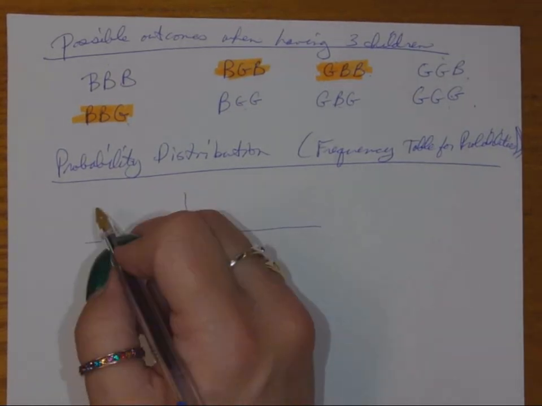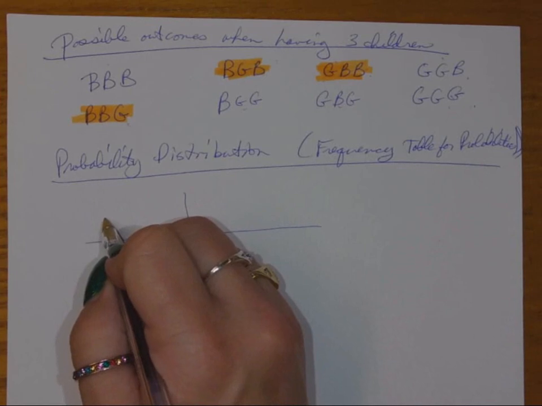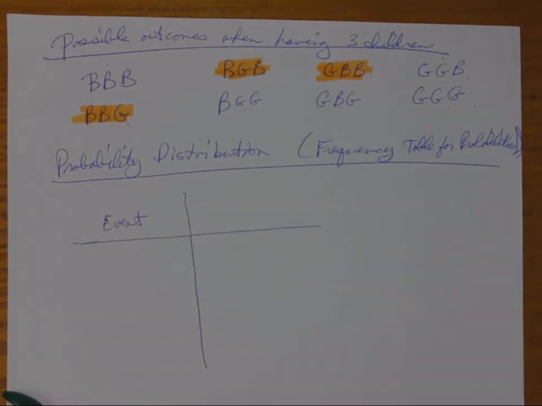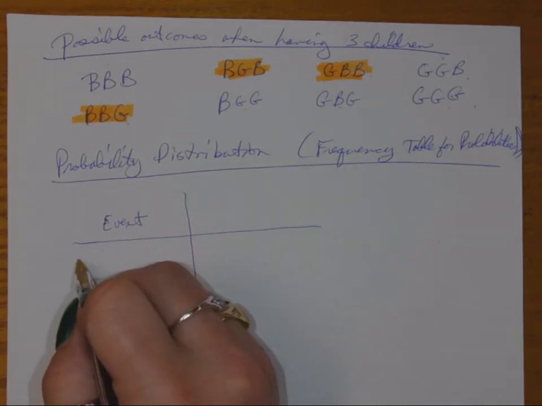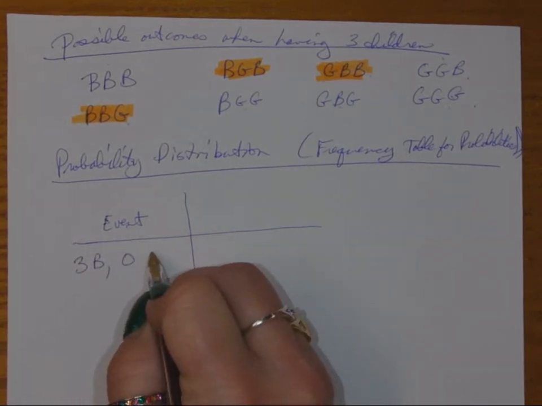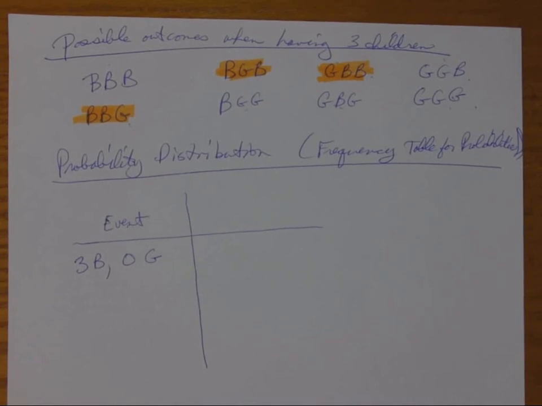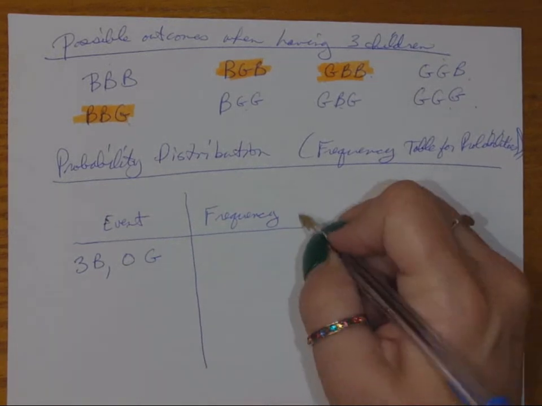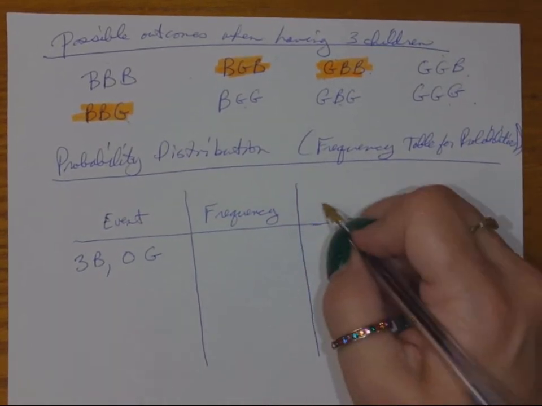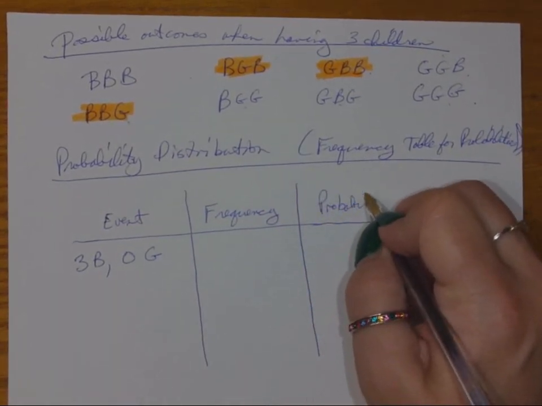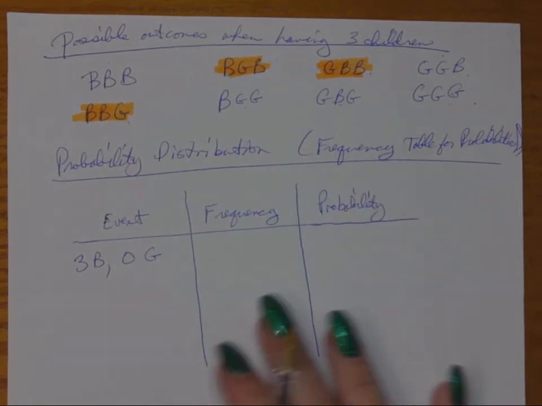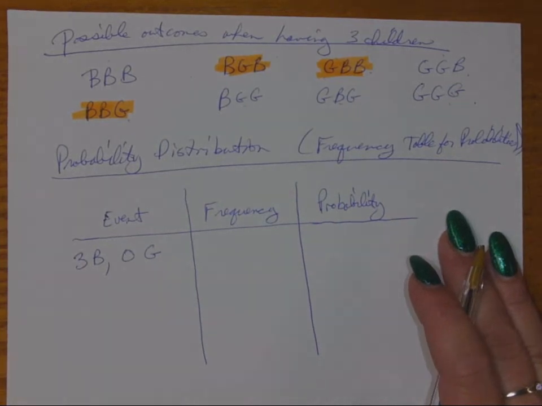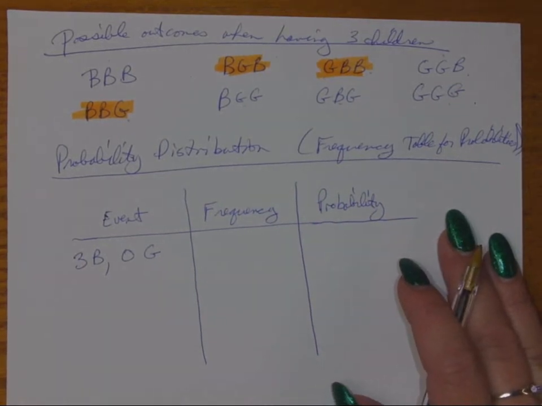And what we're going to say here is the final event that has happened. Okay, and I'm going to start with 3 boys, 0 girls. Okay, and this is going to be the frequency. How many times did it happen? And over here, I'm going to put in the probability. And sometimes you'll see some of these, and not all of them. Sometimes they leave out the frequency. You might just have the probability that that will happen. Okay. All right, so let's talk about that.